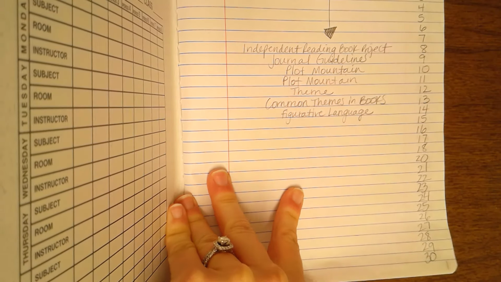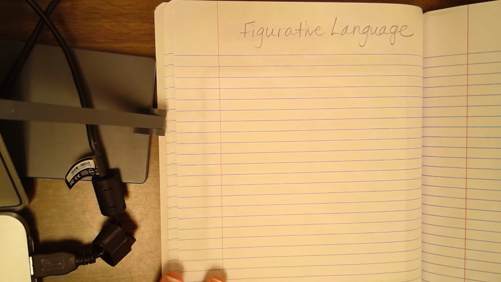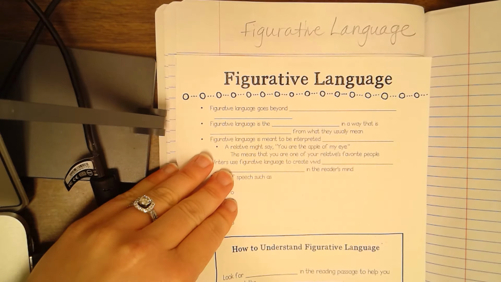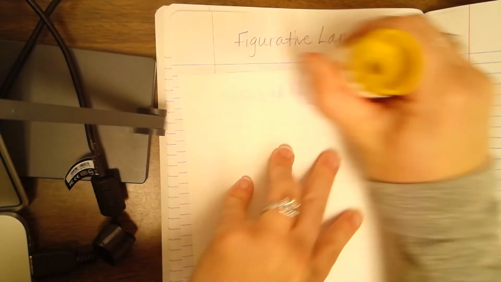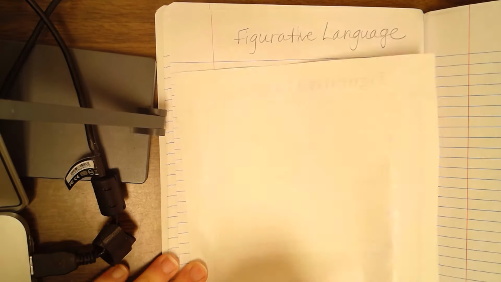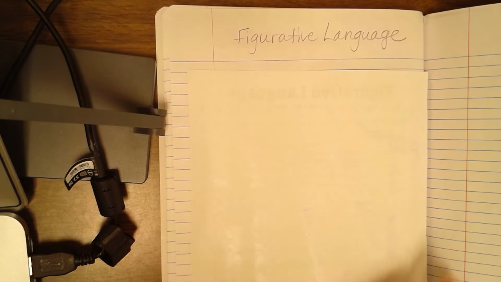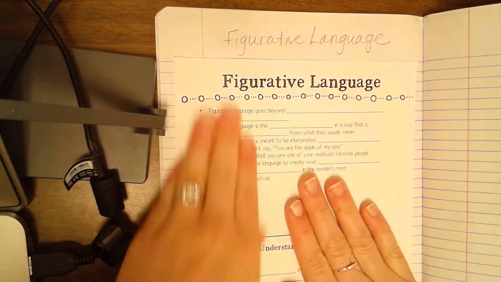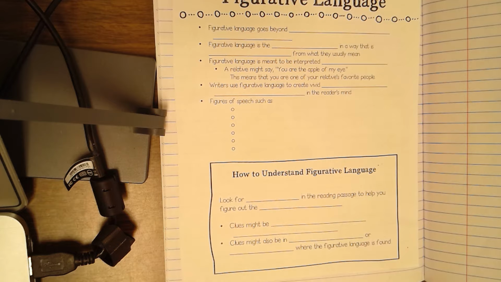Okay, now we can start gluing. So I'm going to take my glue stick and I'm going to just glue the whole back side of this figurative language page, and that's going to go on this page. Glue the whole thing down, snip it down, and it's done. So that's what the page should look like when it is all done.